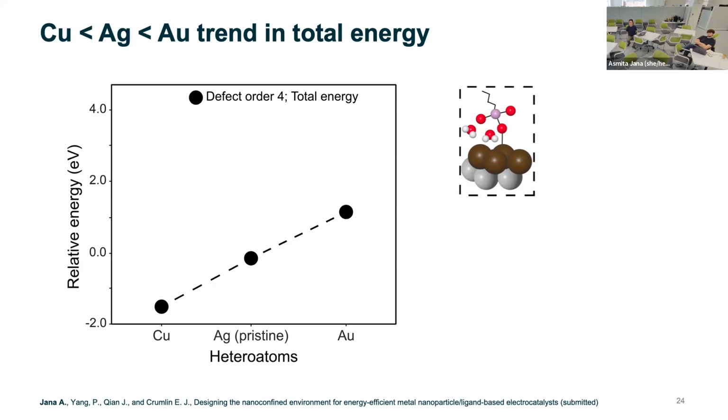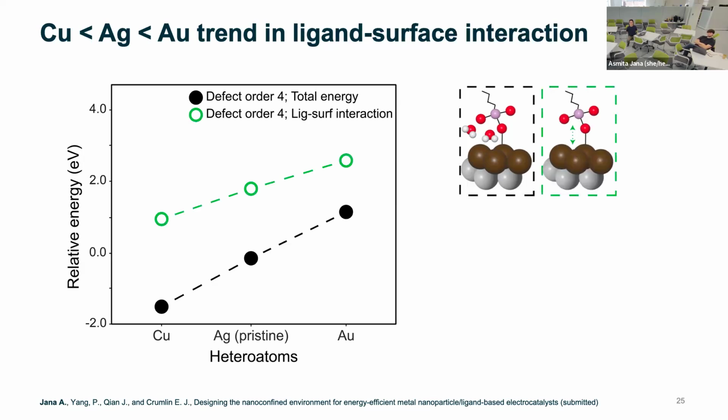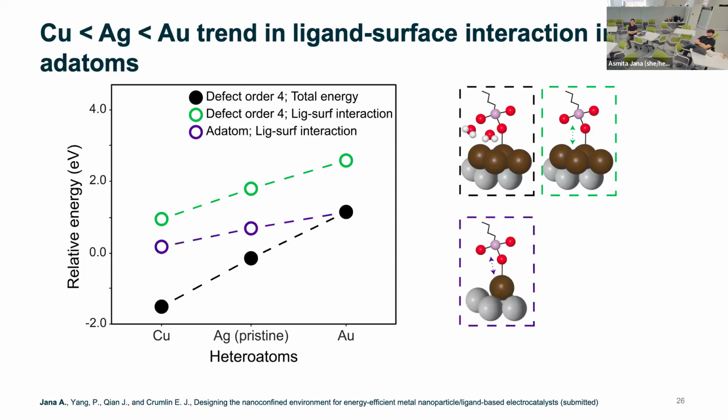I wanted to dig deeper and see where it is coming from. What is this trend about? So what I did was, of the entire total energy, I isolated the ligand-surface interaction component, just that energy alone, and plotted that. It also follows the copper less than silver less than gold trend. Once again, I dug a little deeper. I removed the other atoms that are not bonded to the ligand and just considered an adatom and plotted that energy. So just the interaction energy also follows the copper less than silver less than gold trend.